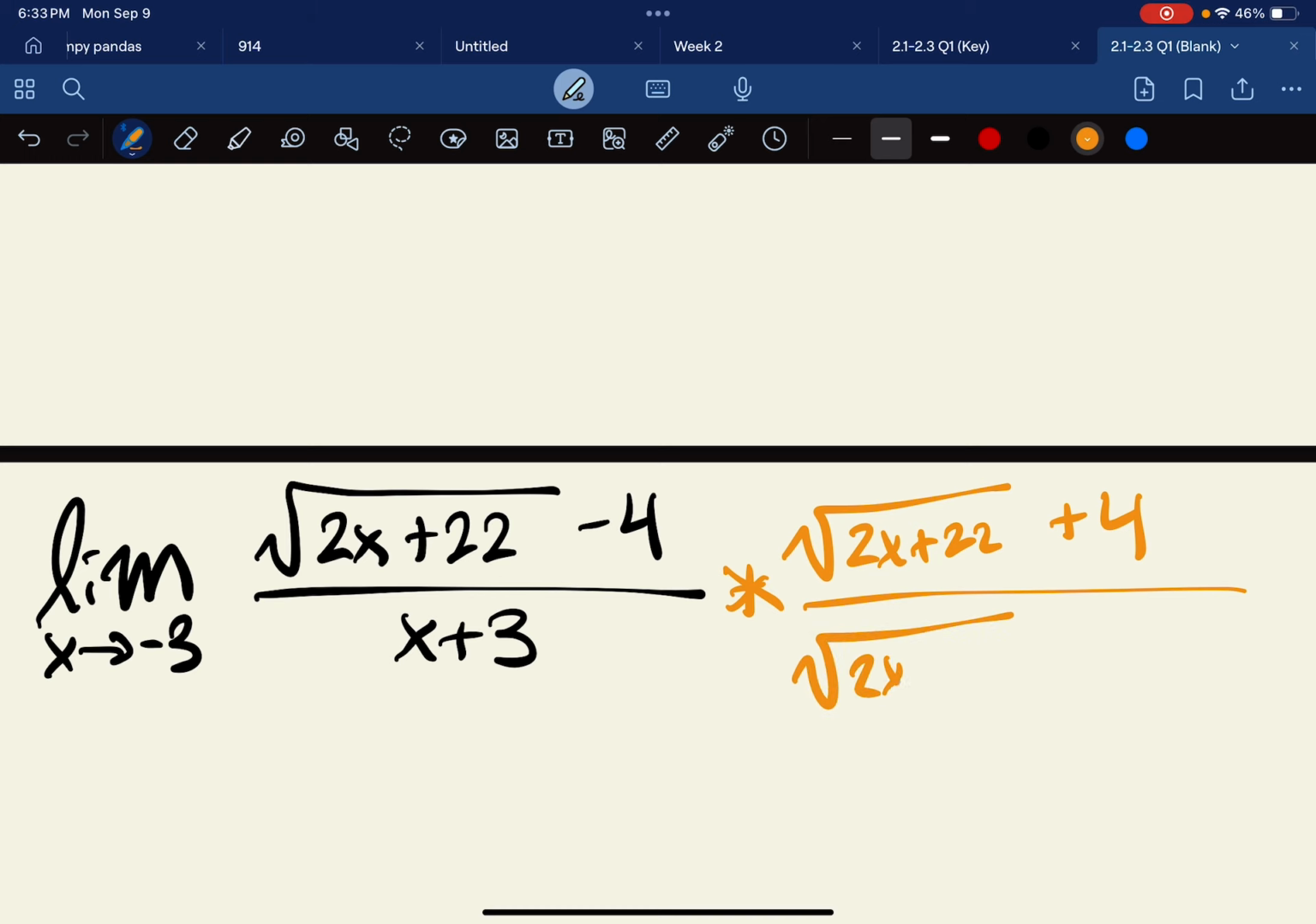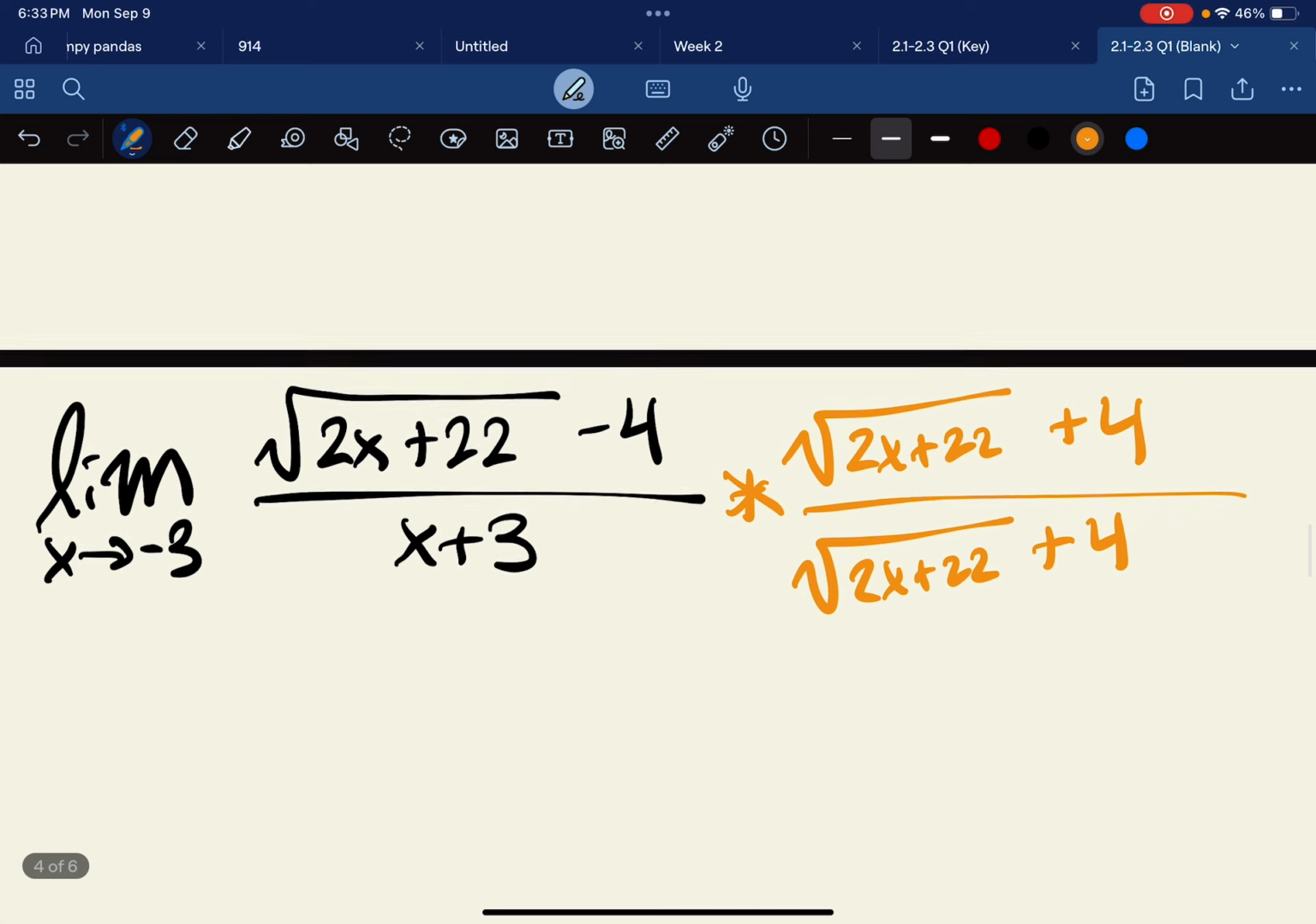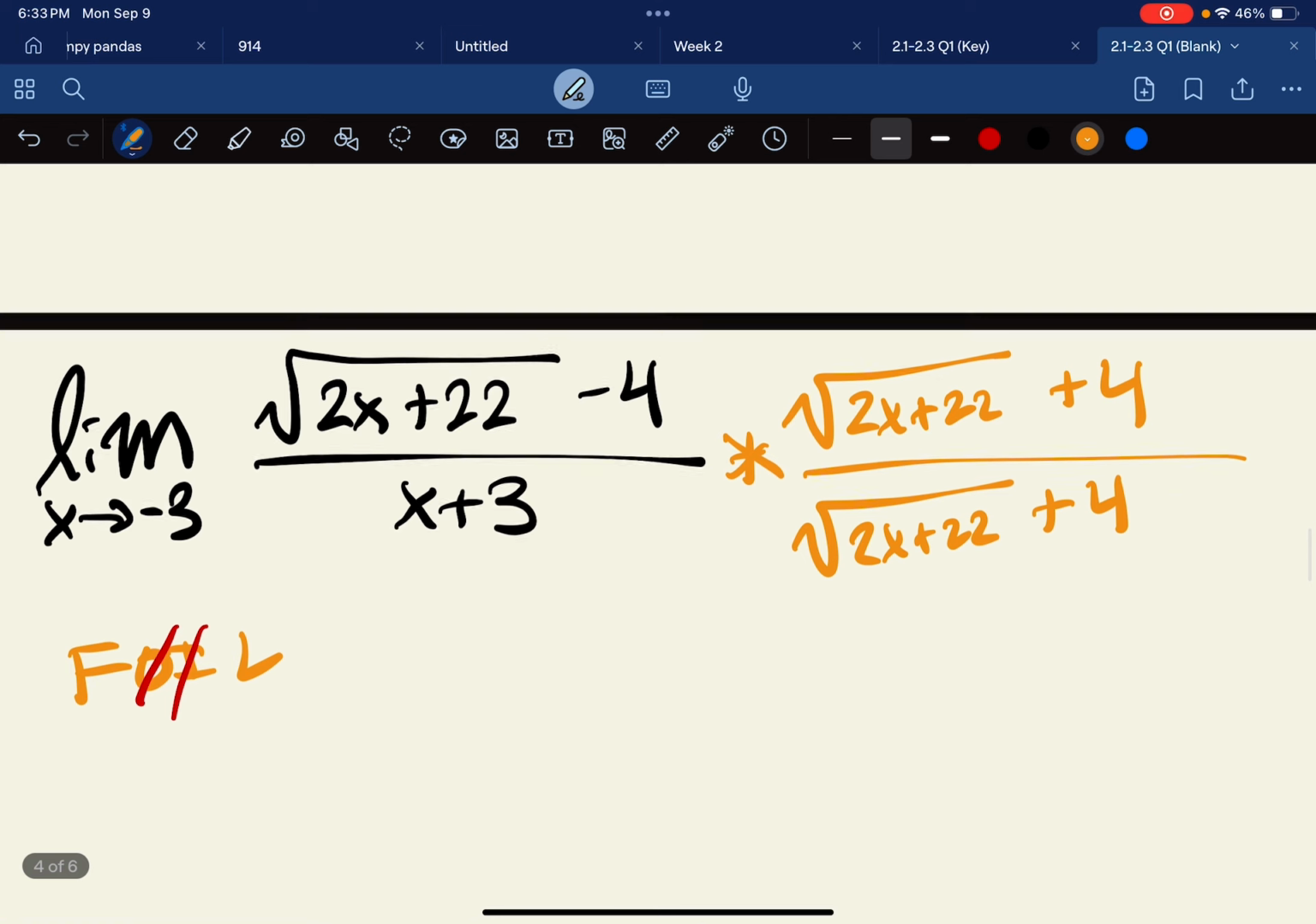So then you multiply by the conjugate divided by the conjugate. I'm sure you all are familiar with FOIL. It's a method for expanding when you're multiplying two binomials together. But the beauty of multiplying by the conjugate is you get your outside and your inside terms to cancel out. So you really only have to worry about your first and your last terms.